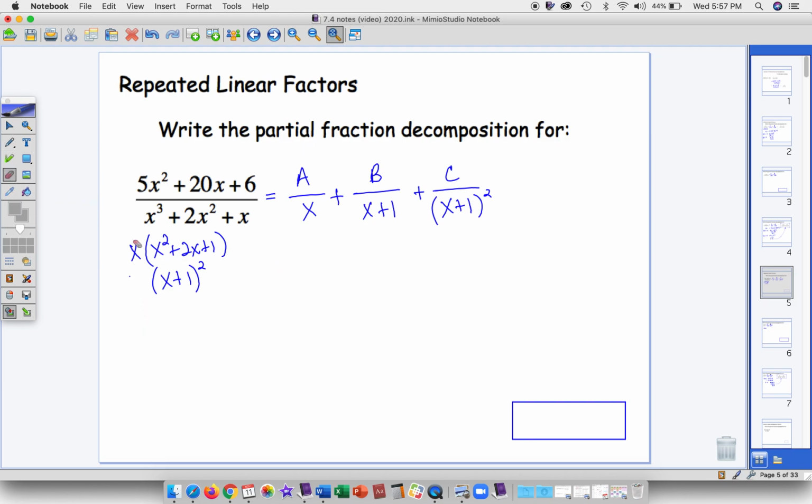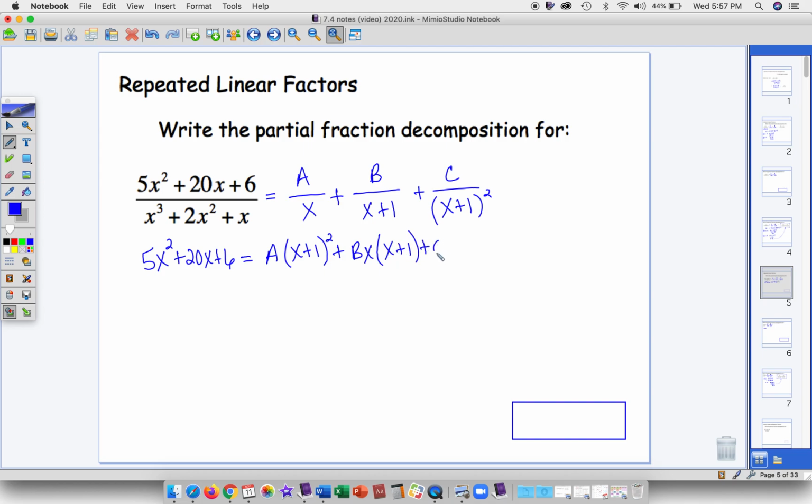I'm actually going to take this out for space. So I have 5x squared plus 20x plus 6. Over here, the a will get multiplied by x plus 1 squared. The b will get multiplied by x and an x plus 1. And the c will just get multiplied by x.